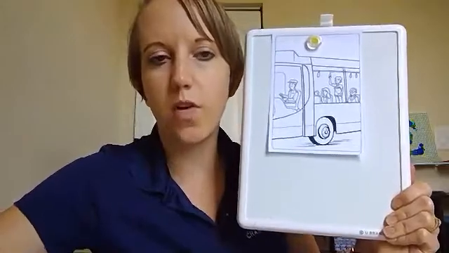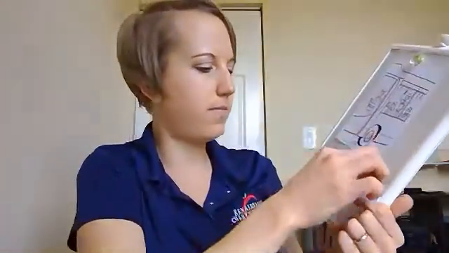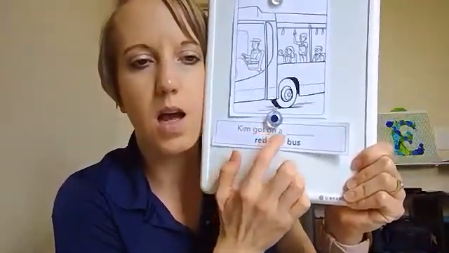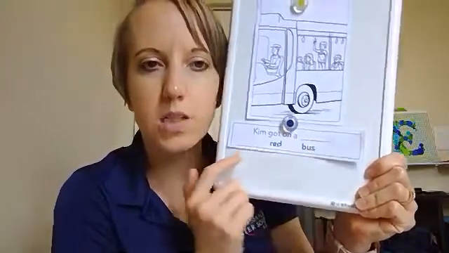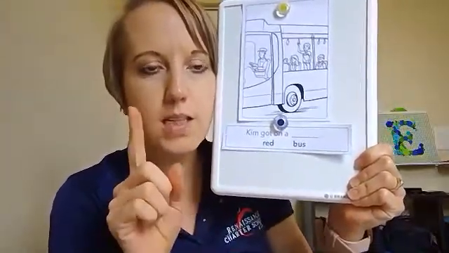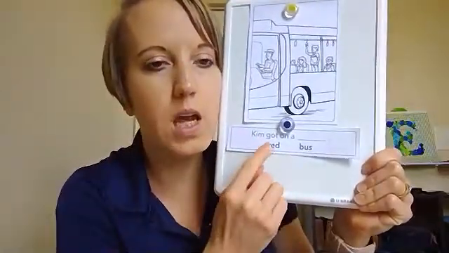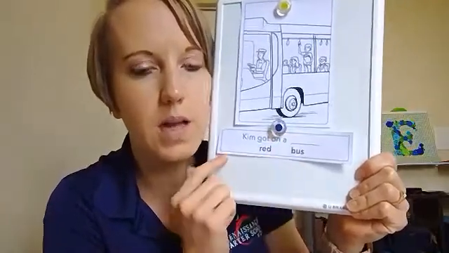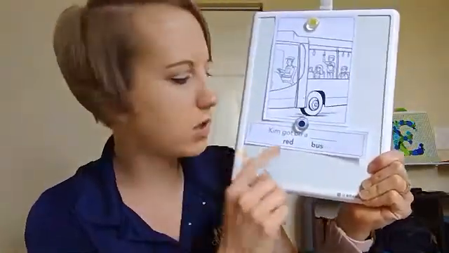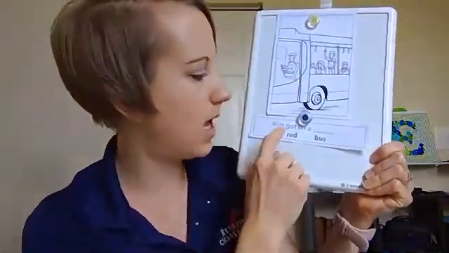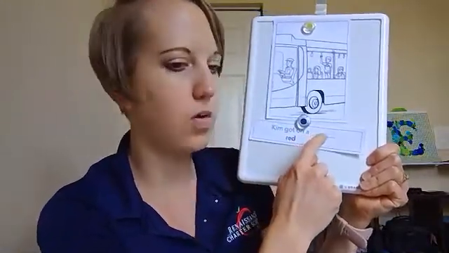So let me show you our first sentence that we're going to fill in. The first thing that we are going to do is read what we have so far. Kim got on a blank. So remember, the first step was to read the sentence carefully. So we did that. The second thing that we need to do is to put each word that we have into the blank spot to see if it makes sense. So let's try it. This word is red. Let's try that word in the sentence. Kim got on a red.